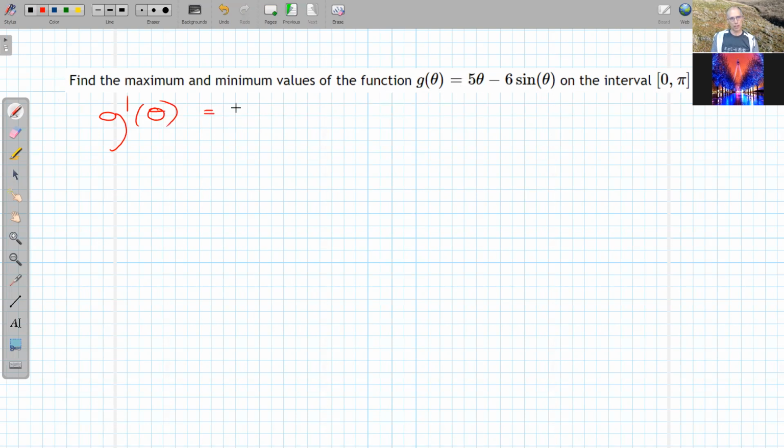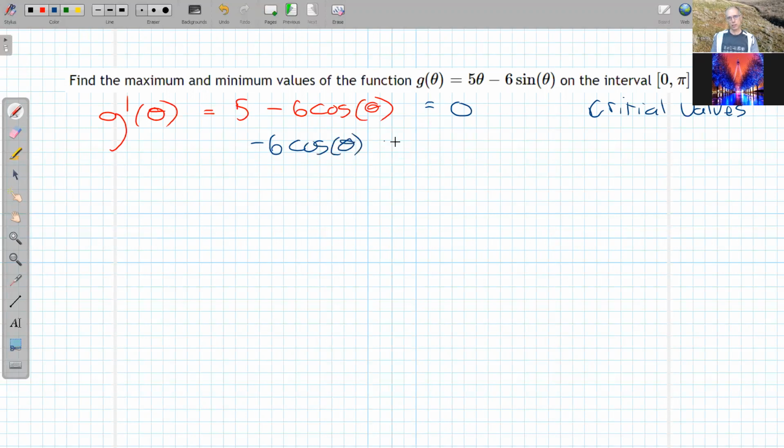And derivative of 5 theta is just 5 minus 6. 6 is just a multiple. Derivative of sine is the cosine of theta. Then we set this equal to 0 to find the critical values. So critical values is the next step. So we subtract the 5 over negative 6. Cosine of theta equals negative 5. Divide by negative 6. Cosine of theta is equal to 5 over 6.